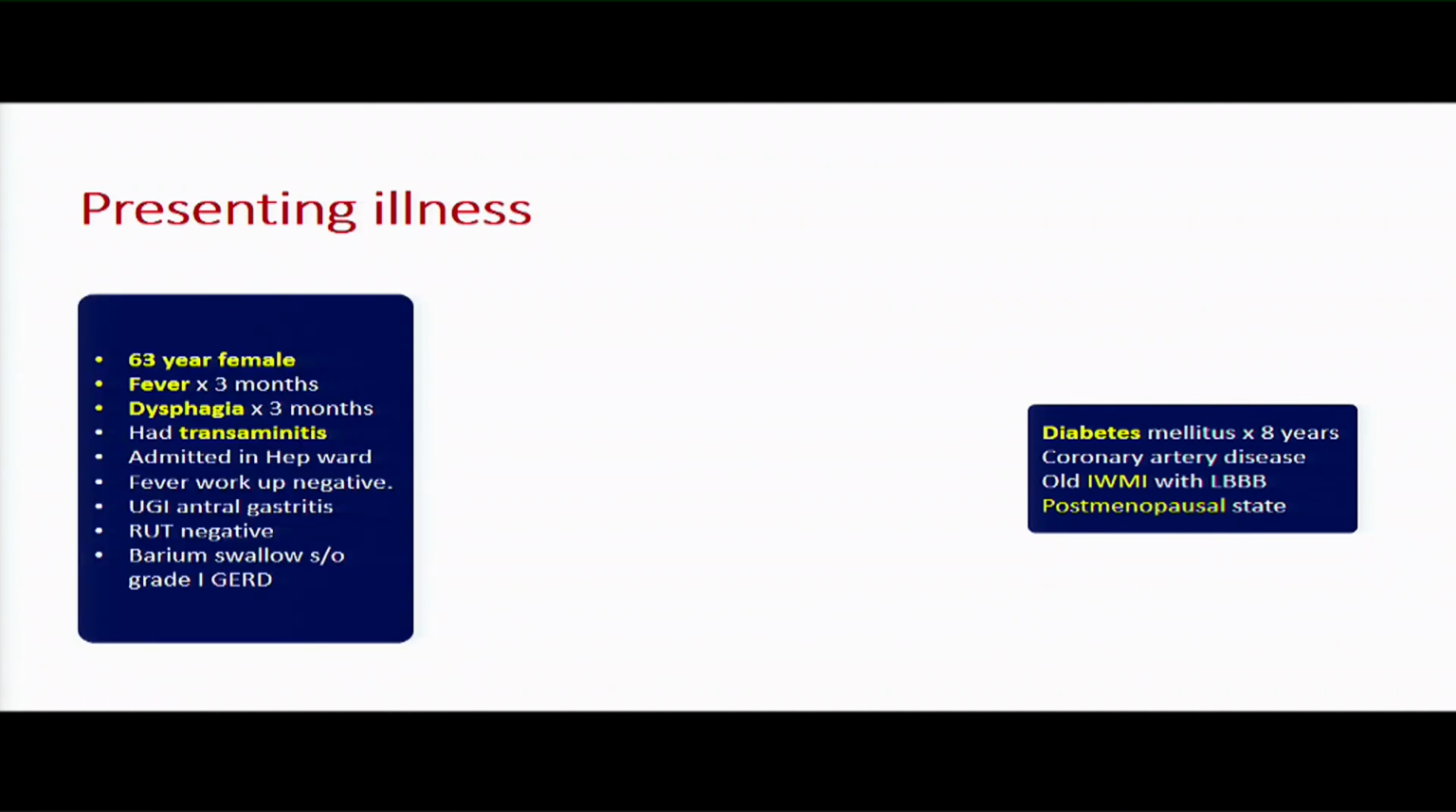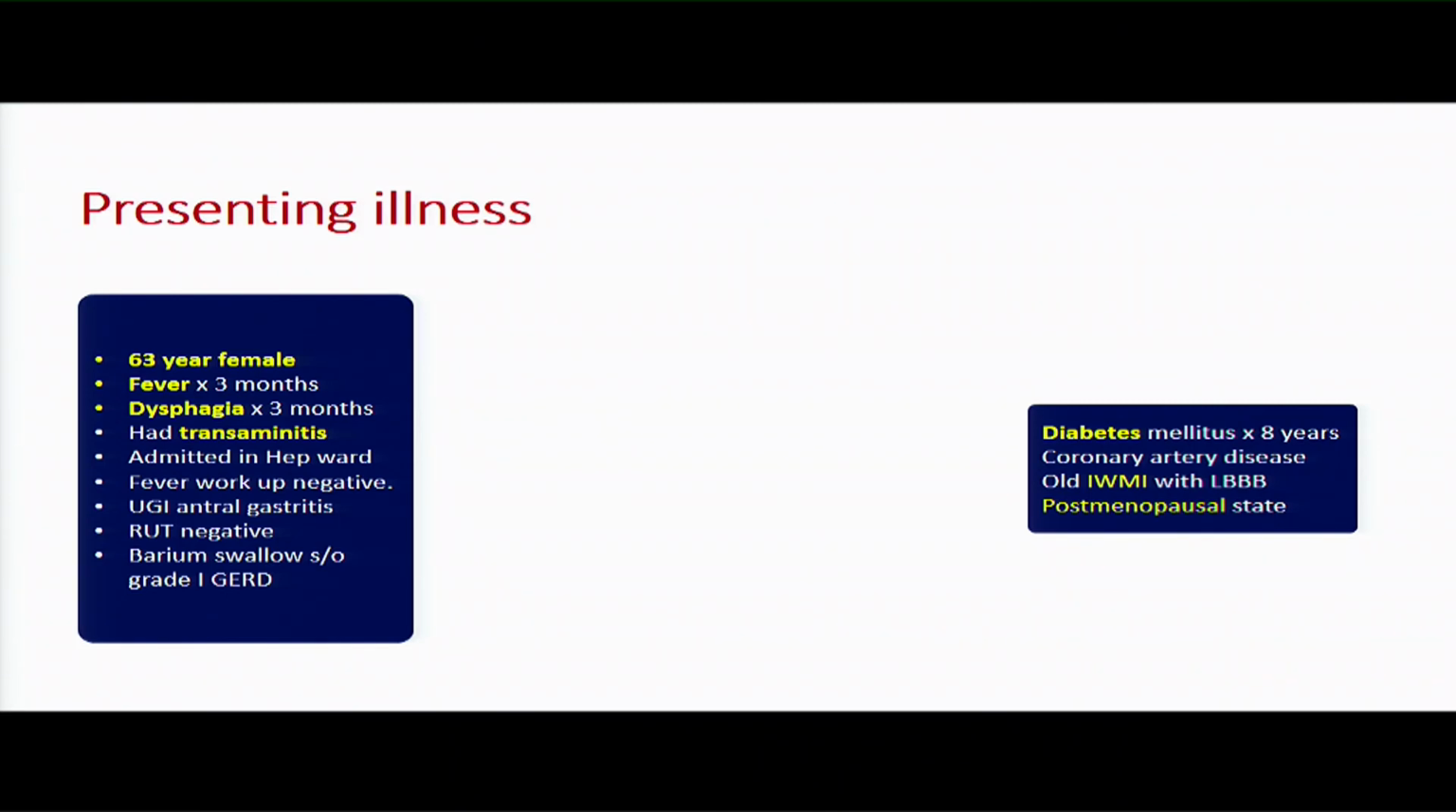This patient is a 63-year-old female. She's a known diabetic for the past 8 years with a history of coronary artery disease, and she's in the postmenopausal state. She was admitted in the hepatology department with fever, transaminitis, and dysphagia. The baseline workup for fever was negative. Upper GI endoscopy just revealed an erosive gastritis in the antrum with RAC negative, and barium swallow was just suggestive of a grade 1 esophageal dysmotility.